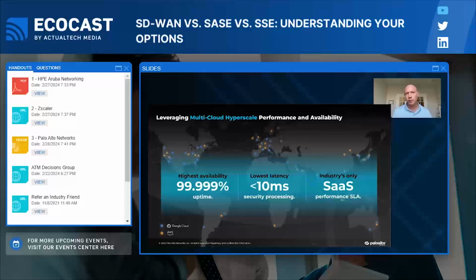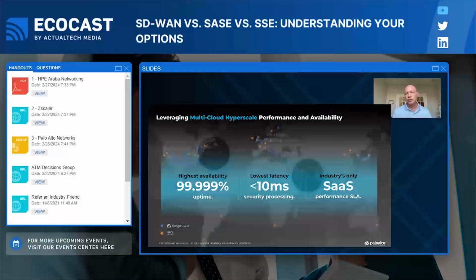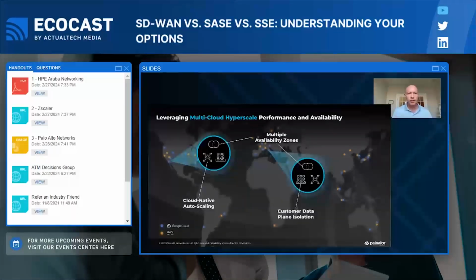The number of SaaS applications in our environment, how much of our work is actually being done in SaaS. It's super critical that we have good performance to these repositories and applications. So making sure that we can leverage what we want to deliver a high quality service, multiple availability zones across the hyperscalers, ensuring we have cloud native scale, the capacity is there on demand when you need it, making sure we can isolate customers, their data plane is isolated so there's no noisy neighbor condition.